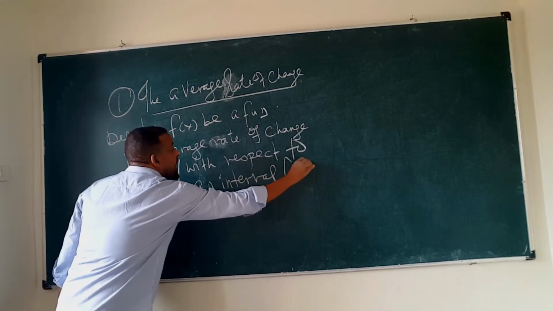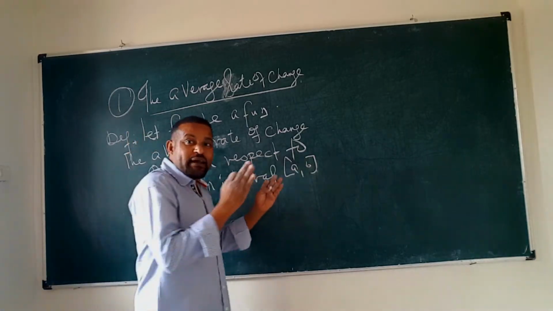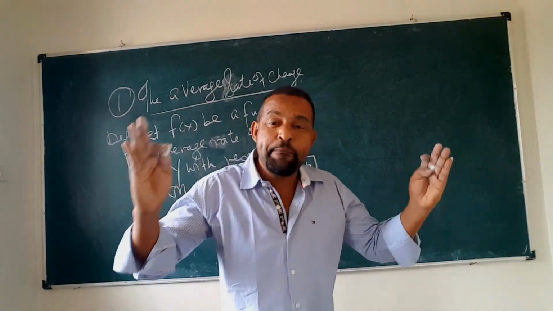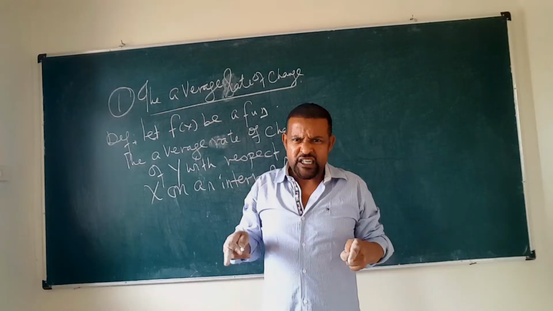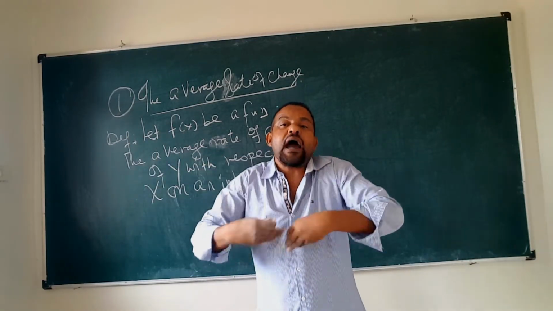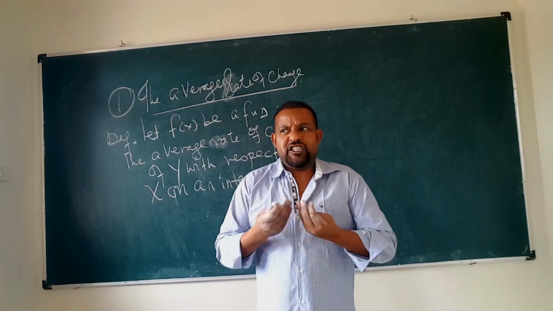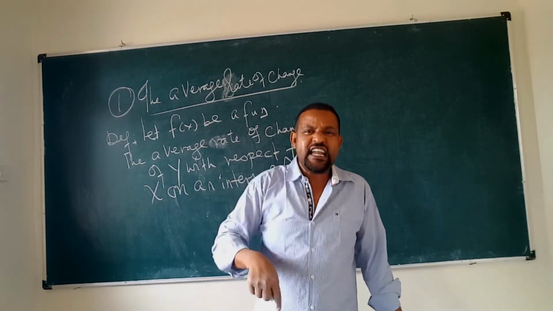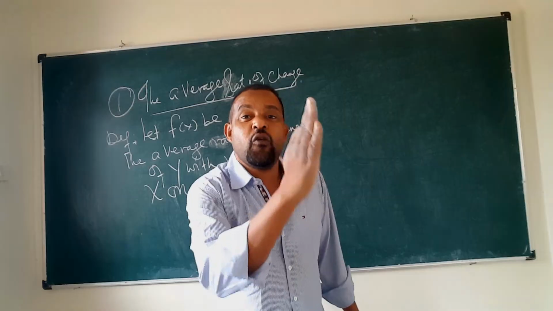Say, for example, a up to b. From a to b, in the interval, when the value of x changes, how does the value of y change? What is the change in y when the value of x changes in the interval from a to b.